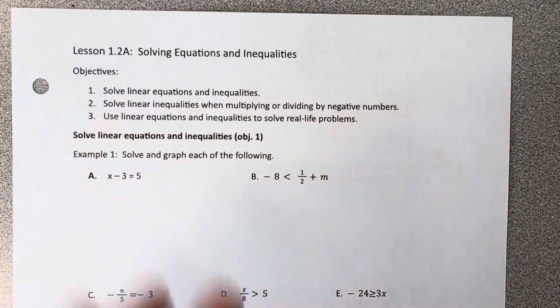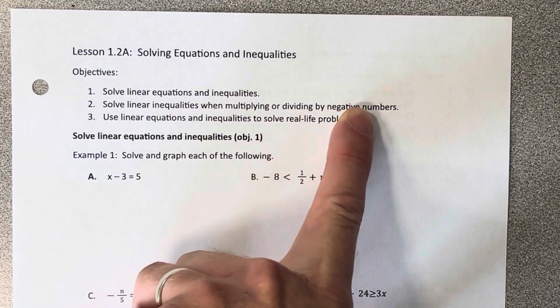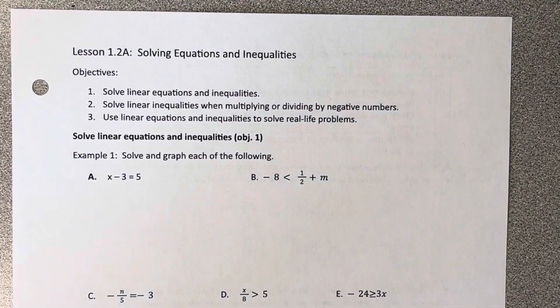There is going to be a difference when you end up multiplying and dividing by negative numbers. Something interesting happens to inequalities when that happens, so we'll look at that. And we're also going to do some word problems. It turns out a lot of things in real life aren't equations, they're actually inequalities, because you don't have to be exact. So anyway, let's begin with example 1.